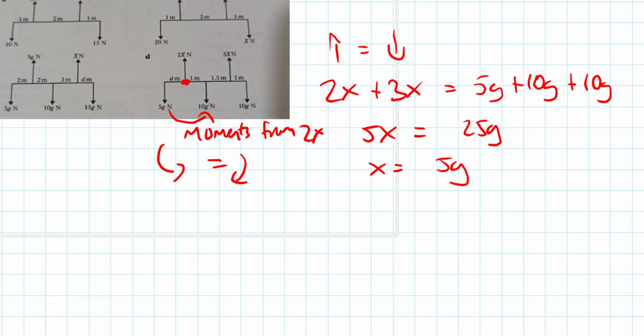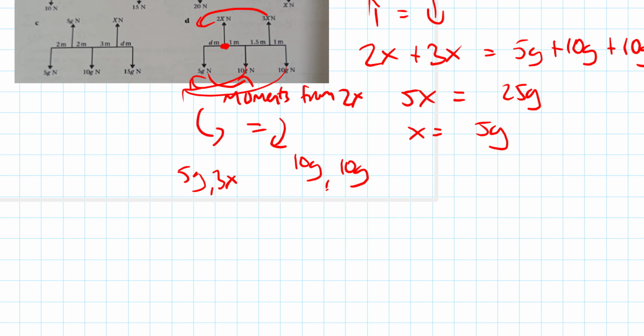So here, again, this time you've got to be careful because 5g is going anti-clockwise, but 10g is going clockwise. So you just need to be careful that, again, your downwards forces are going in different directions depending on the side it starts on, and 3x is going anti-clockwise. So then from here, we're going to measure our distances.